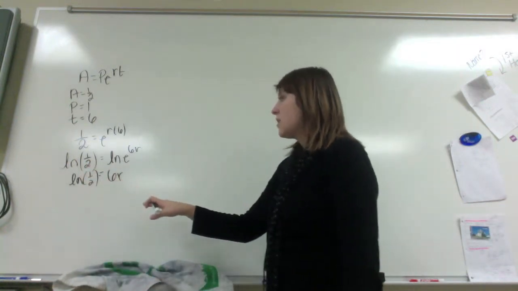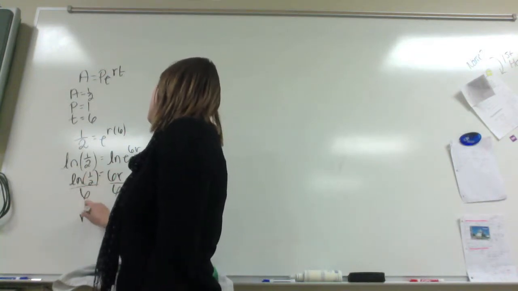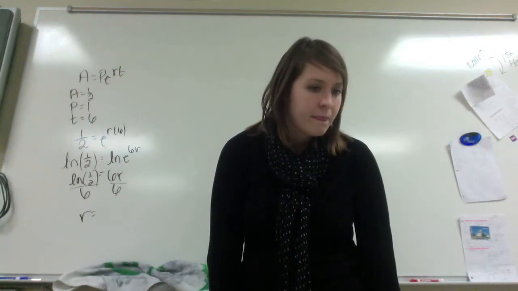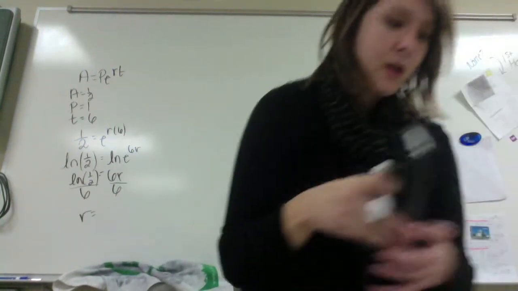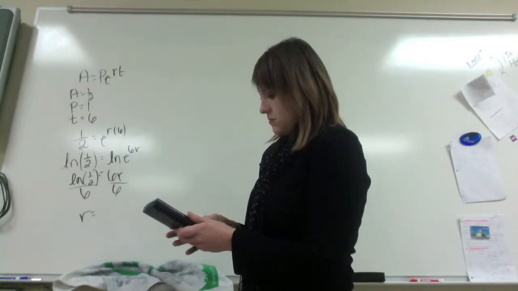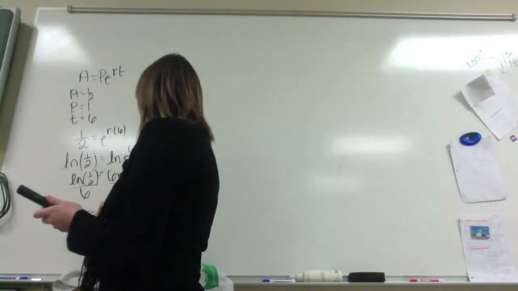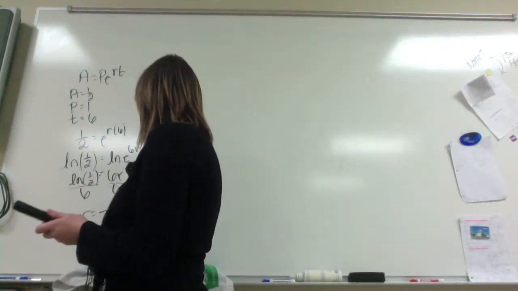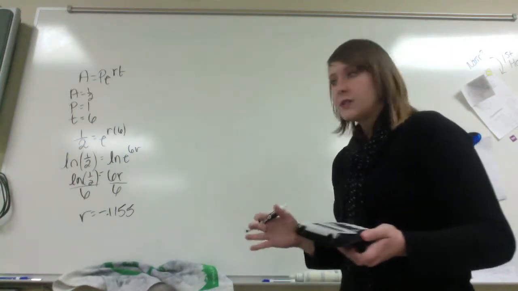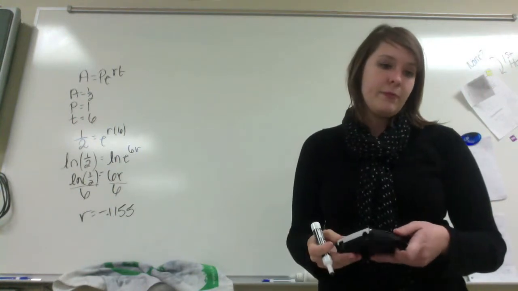So I've got the natural log of 1/2 equals 6r. I can divide both sides by 6. And I get r equals... gotta plug it into my calculator real quick. Negative 0.1155. Okay, so that's my rate of decay. You'll notice that it's a decay because I've got a negative value here, so that means I'm going down.